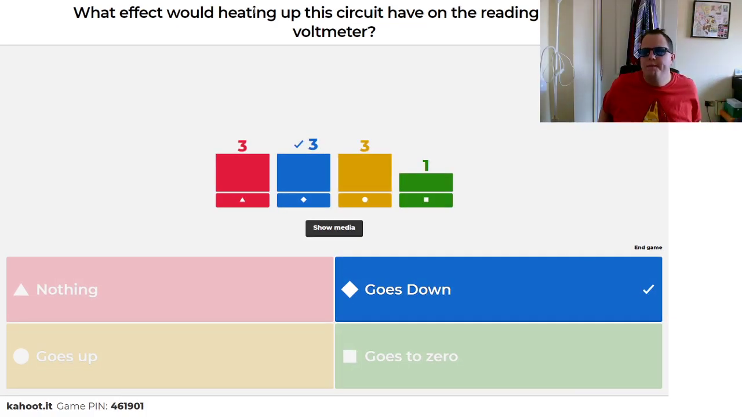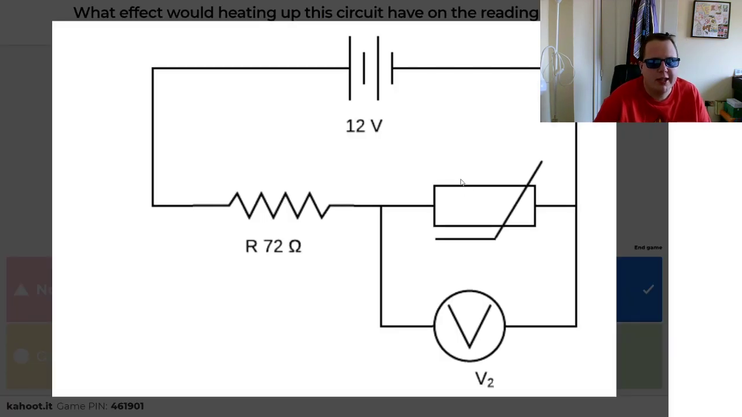Okay, so looks like people had a bit of a guess, judging by that split. It will go down. So well done to those 3 people who got it right. It will go down because this is a thermistor. Thermistors generally are NTC, negative temperature coefficient. And what that means is as you heat them up, their resistance goes down. The lower their resistance, the less voltage they will have across them when in parallel with another resistor.